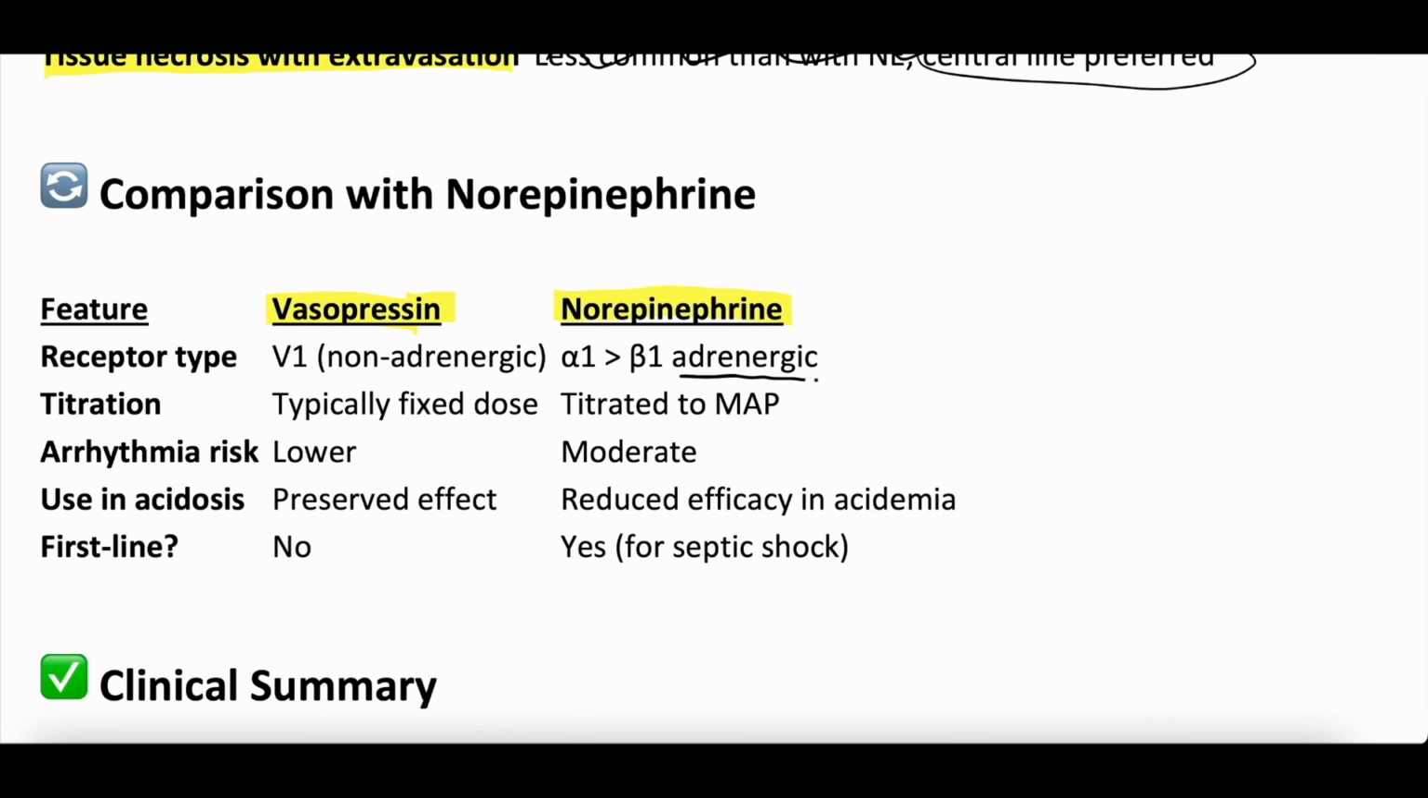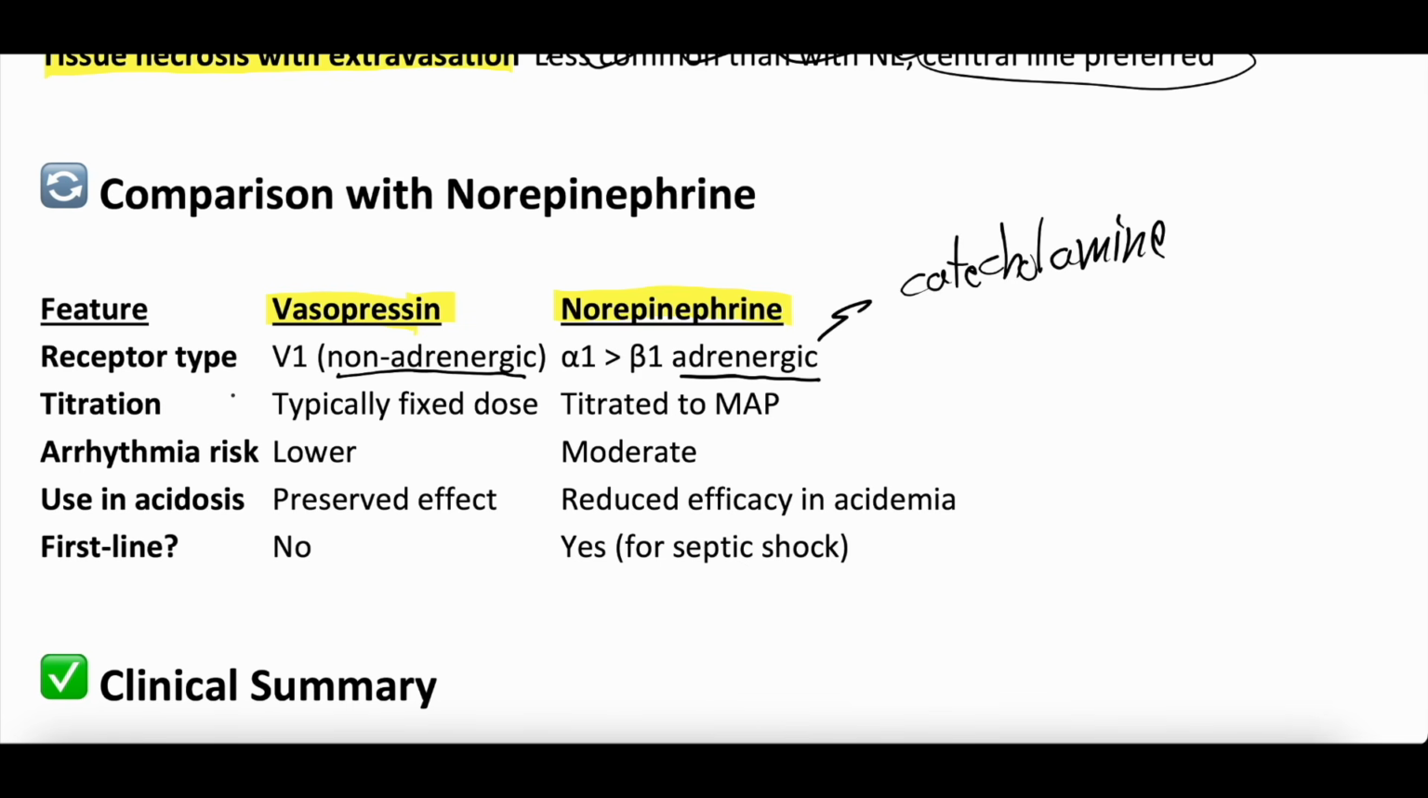Norepinephrine is adrenergic, right? I said that a couple times. It's a catecholaminergic vasopressor, just like epinephrine and phenylephrine. Whereas vasopressin is non-adrenergic, right? It does not act at catecholamine receptors. Vasopressin acts at V1, V1A, and V2. Norepinephrine acts at alpha 1 and beta 1, which we'll talk more about in the norepinephrine video.